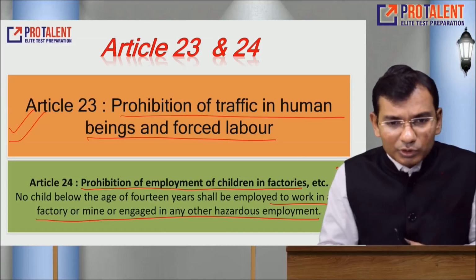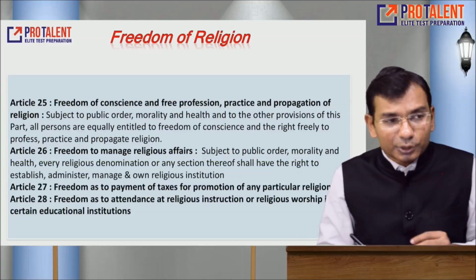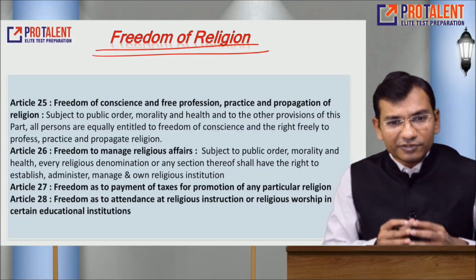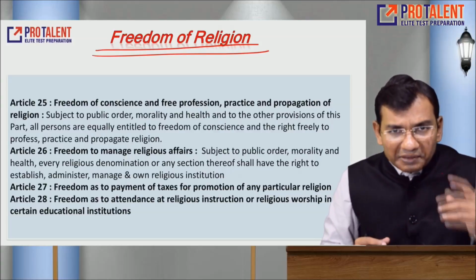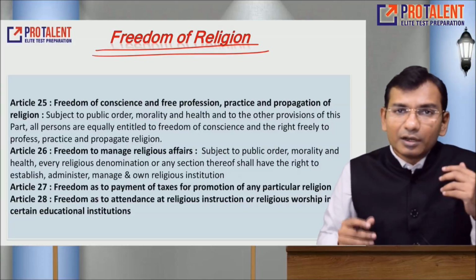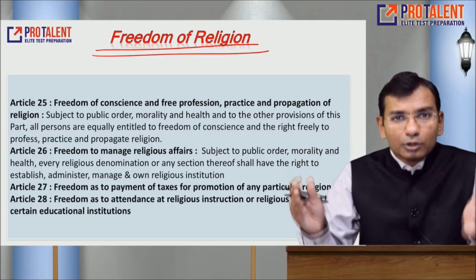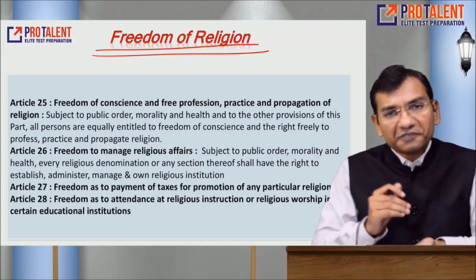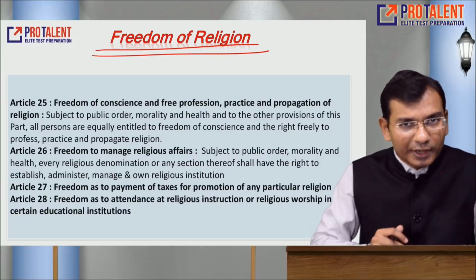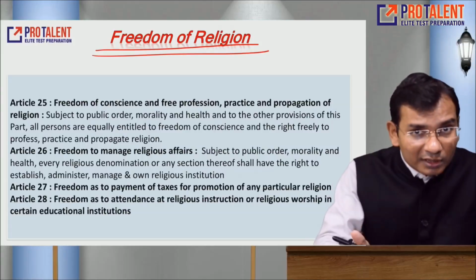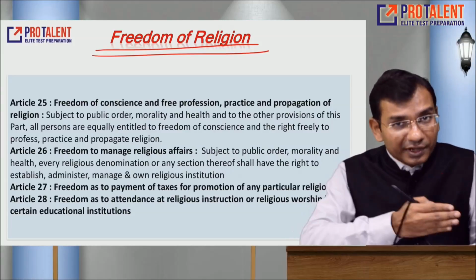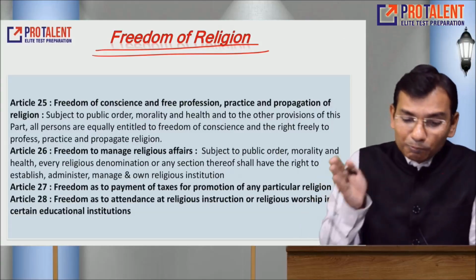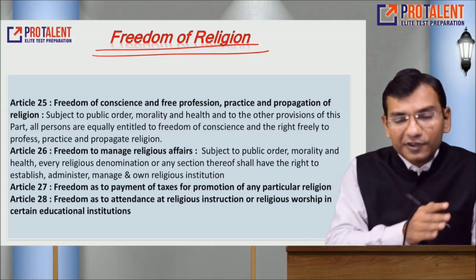And now we talk about the next group of articles, which are related to freedom of religion. So there are Articles 25, 26, 27, 28. All together, they are telling us that there is freedom of religion in our country. Okay. So we are secular, as we discussed in the preamble, that we treat all religions equal, and therefore it is very important to put separate rights about freedom of religion.